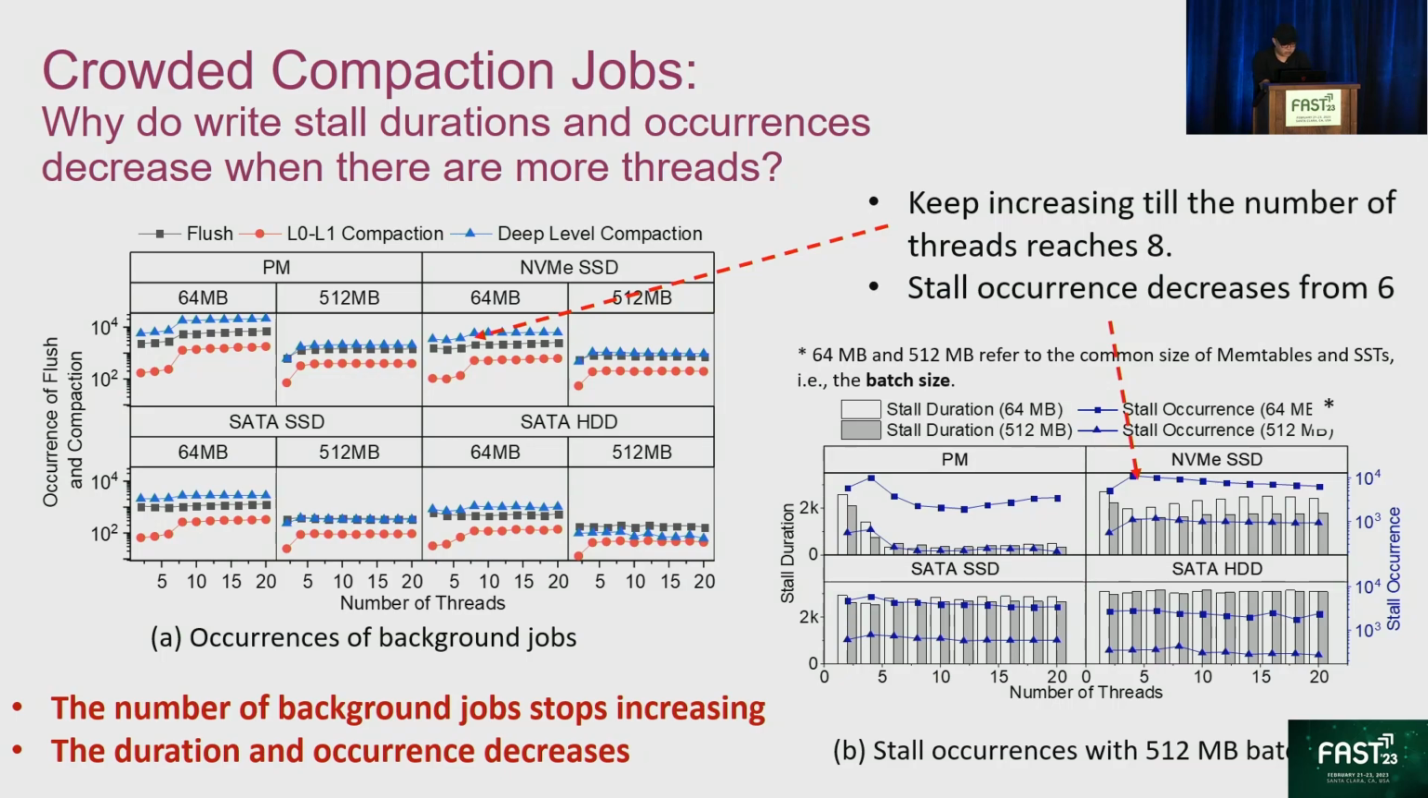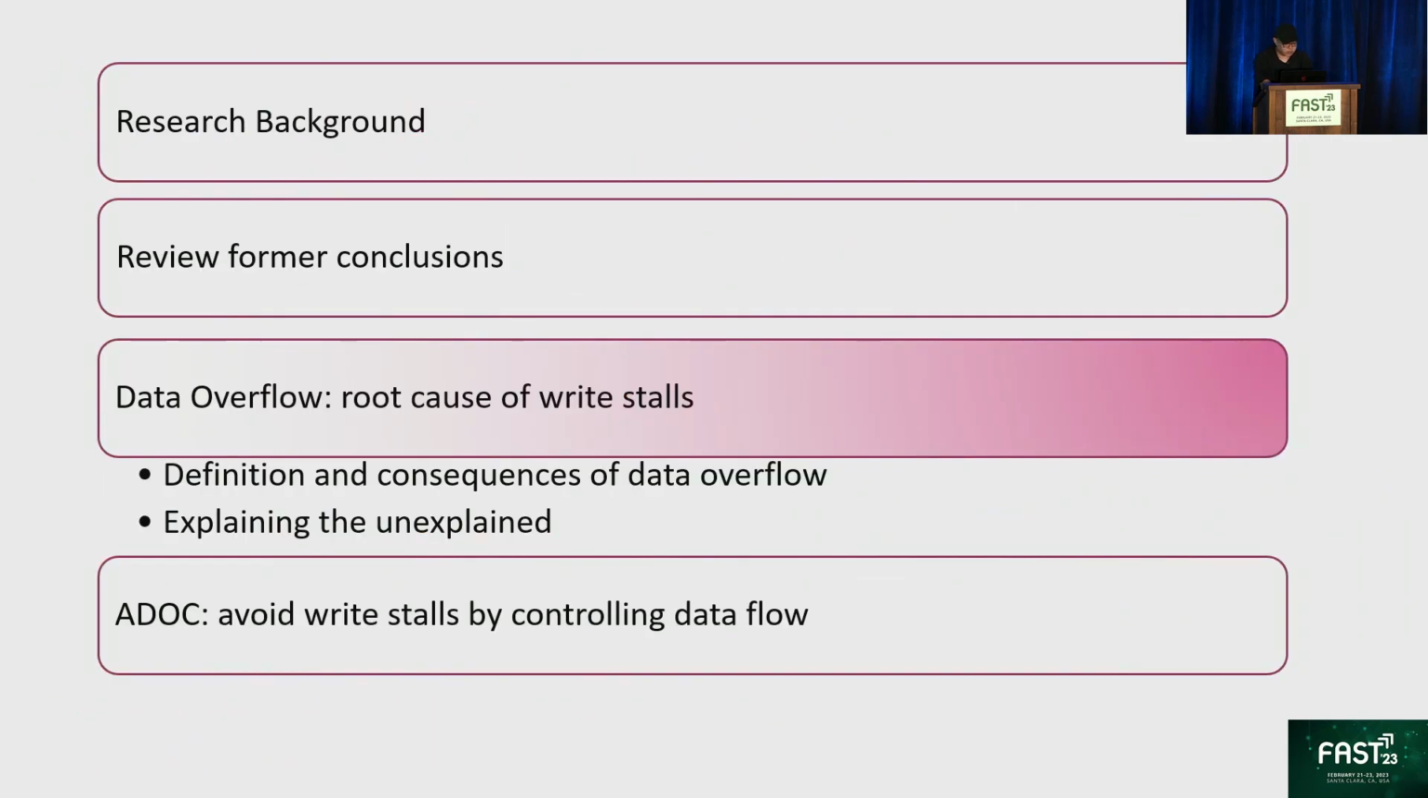There are also prior studies that notice that write stalls always occur when there are too many compaction jobs in the background, which may lead to severe resource competition. The x-axis here shows the number of threads, and the y-axis here shows the occurrence frequency of the background jobs. We noticed that the number of deep-level compactions still increased until the number of threads reached 8, while the stall occurrences decrease from when it exceeds 6. Okay. In this paper, we propose a new concept to explain the formation of write stalls, which can also explain the unexplained facts we mentioned.